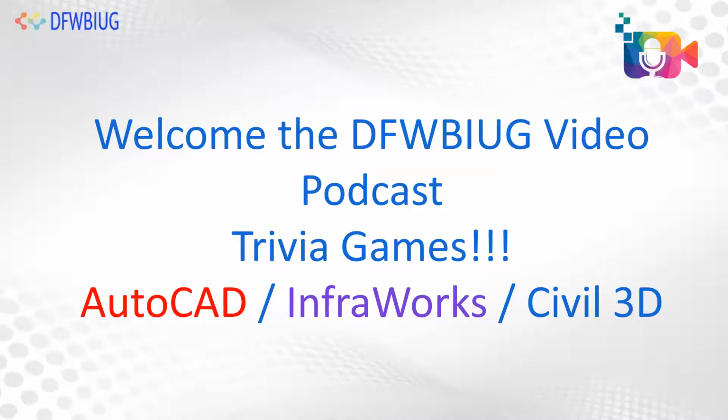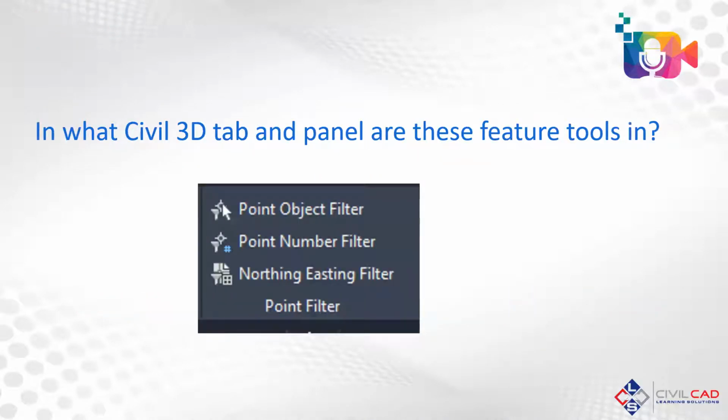So the first question is, in what Civil 3D tab and panel are these feature tools in? Don't say it. I see everybody's posting, but I need panel and tab, or tab and panel. All right, I've got to stop it now before y'all start looking it up.